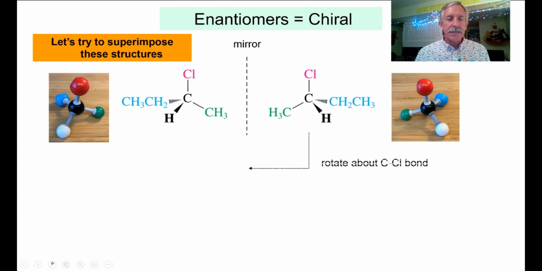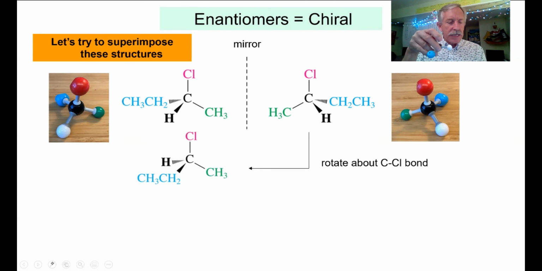Let's try it. If I were to take this one on the right and try to rotate it to keep, let's say, the red and green atoms the same colors. So I rotated mine and tried to match. As you can see, my reds and greens match on these molecules very fine. But then what I want you to notice is that the blue and whites do not.